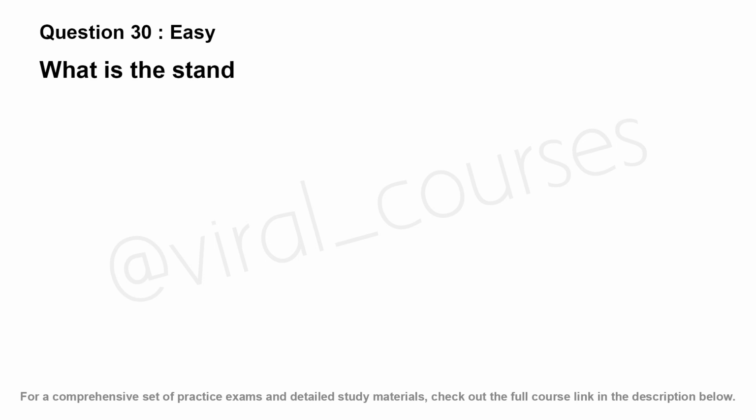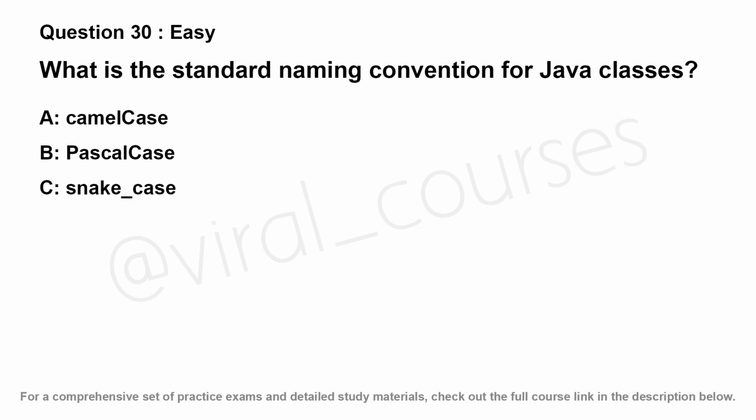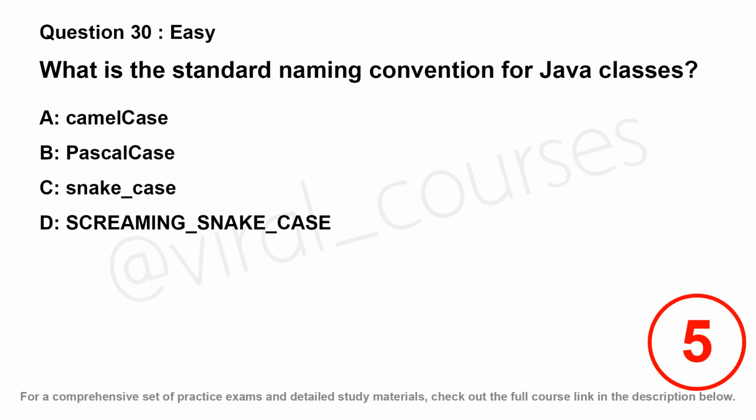What is the standard naming convention for Java classes? Option A, camel case. Option B, Pascal case. Option C, snake_case. Option D, SCREAMING_SNAKE_CASE.